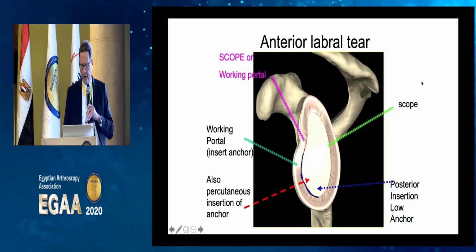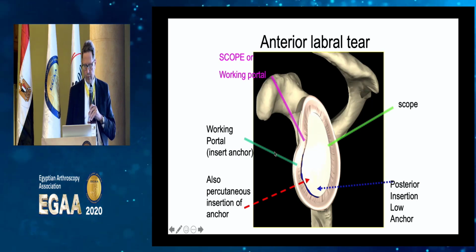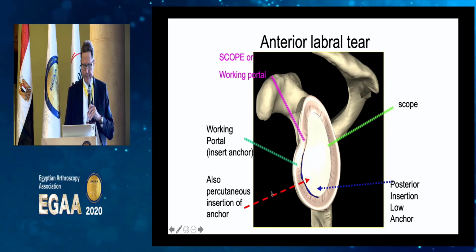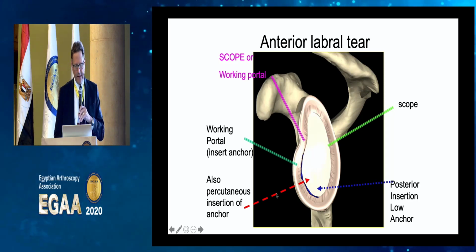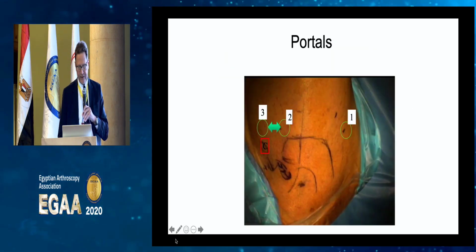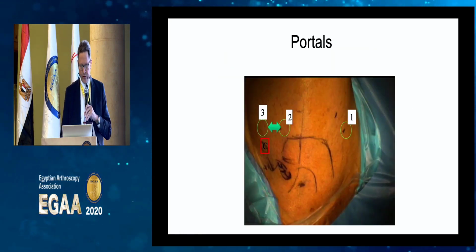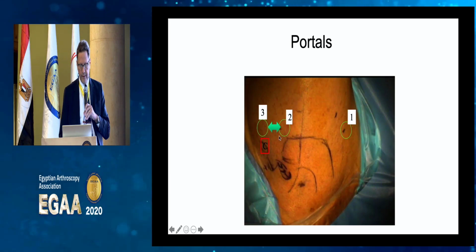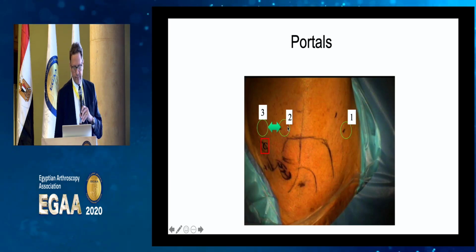As far as portals, you can use the scope posteriorly. Sometimes you put the scope anteriorly so you can look down the glenoid when you're doing the labral surgery. The working portal for inserting anchors can be here, but if you need to get back low like this, you can come either posteriorly or through the subscap with the percutaneous anchor, and then pull it out of your portal to do the suture passing and repair. With many portals, make sure you have enough room in front for the cannula you're using to put the anchor in and the cannula you're using to pull the sutures out.